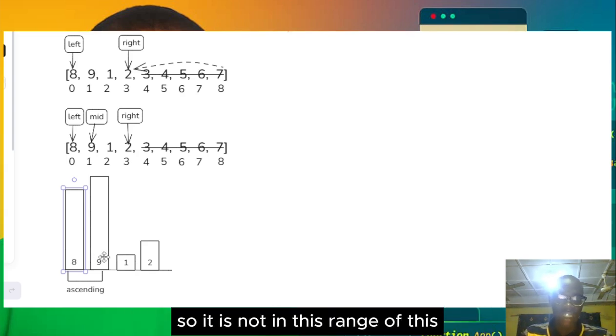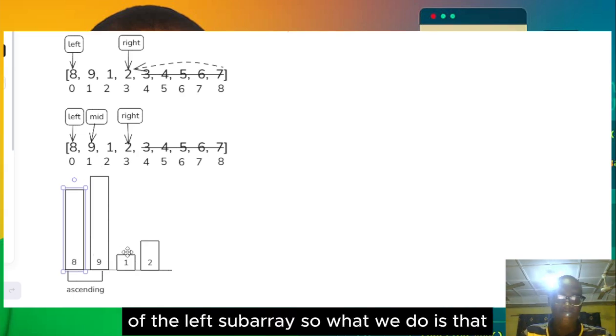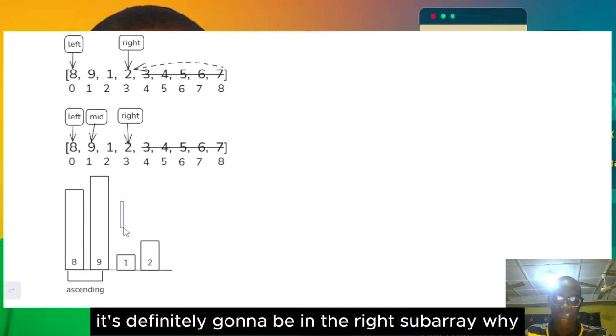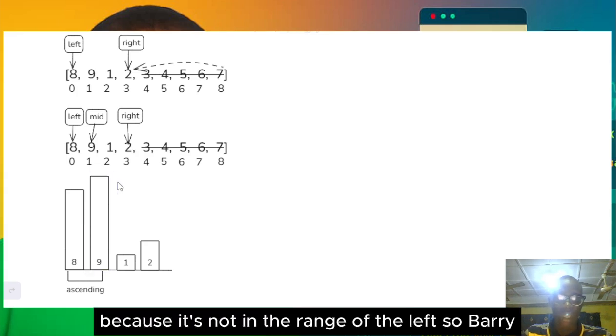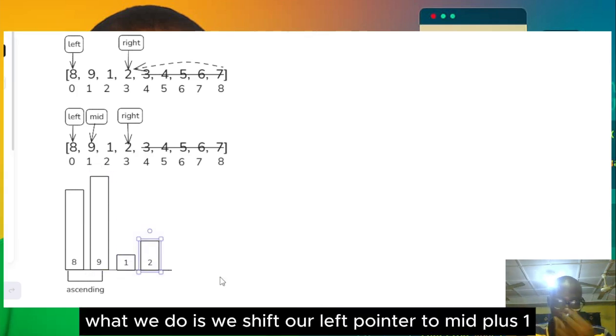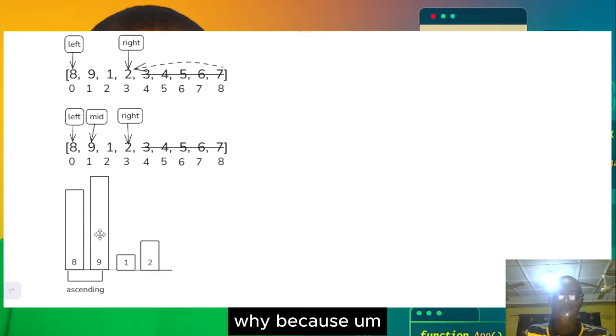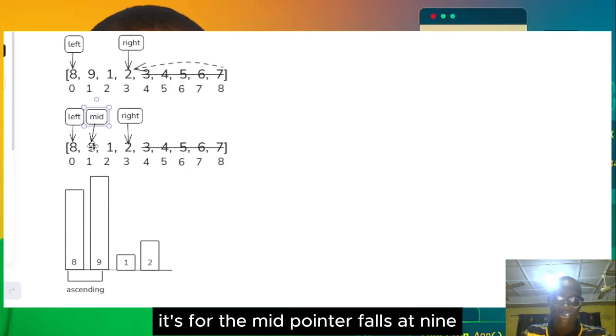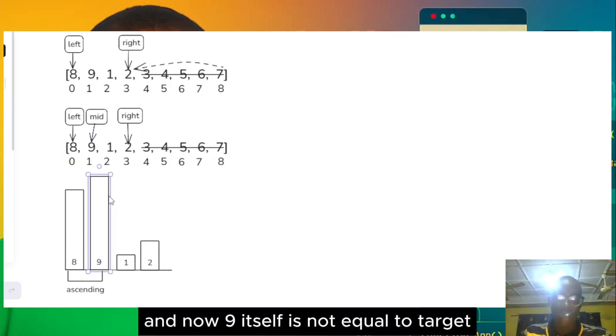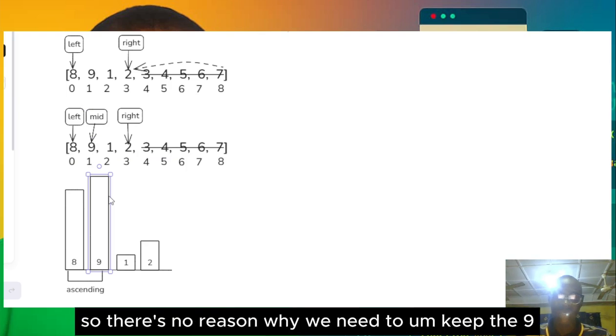So it is not in this range of the left subarray. So what we do is that it's definitely going to be in the right subarray. Why? Because it's not in the range of the left subarray. So what we do is we shift our left pointer to mid plus 1. Why? Because the mid pointer falls at 9, and 9 itself is not equal to target, so there's no reason why we need to keep the 9.